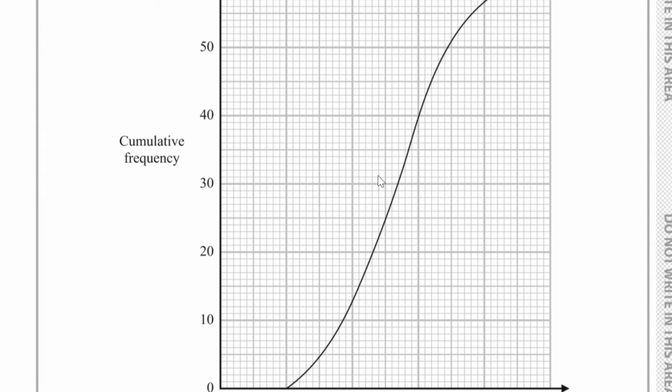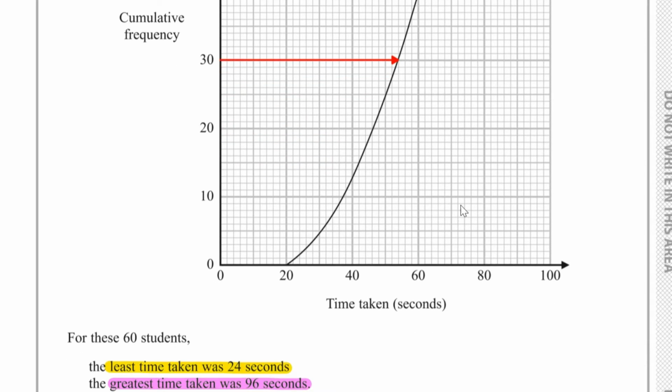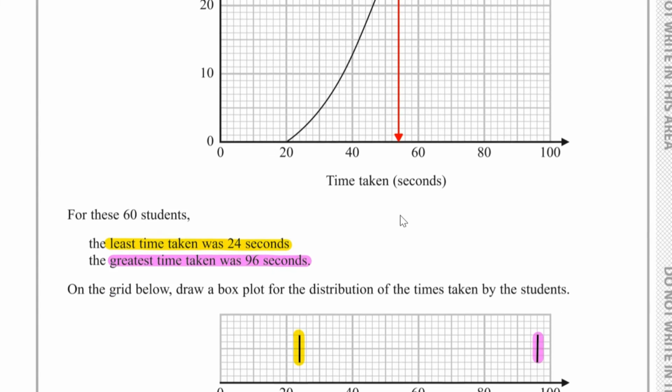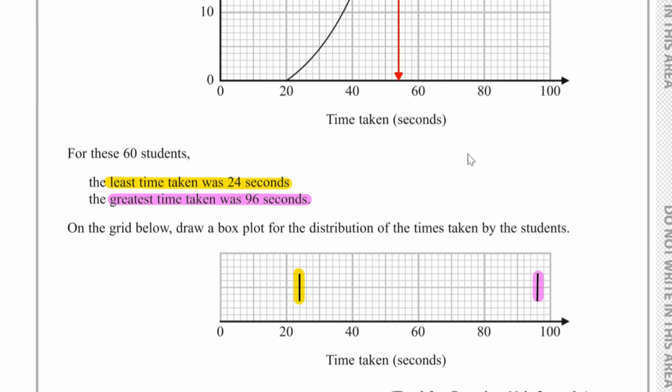For the median we would have half of the 60, which is 30, so we draw a line here, and then we draw a line down from here, and what you can see is we have 52. So we draw a line down from 52 like so.